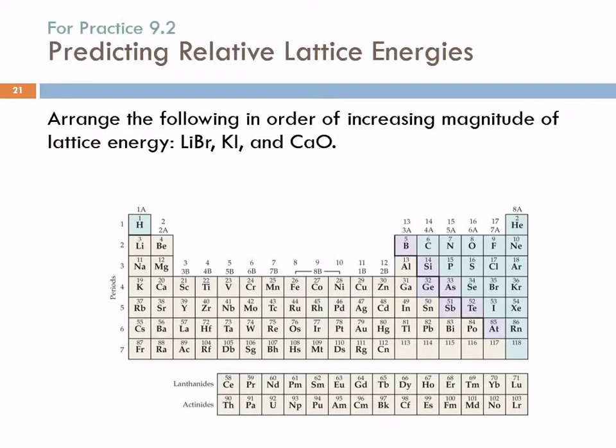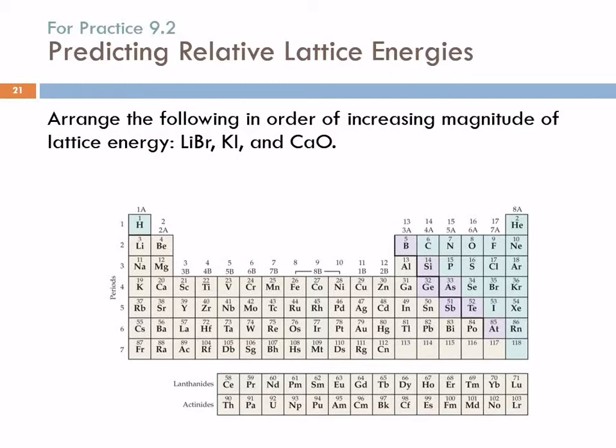So let's predict some lattice energies. I put the periodic table up there so we can look at it. So we're looking at lithium bromide, potassium iodide, and calcium oxide. And this is one of those problems that students often have quite a bit of trouble with on an exam because you're like, what's going on here? You kind of have to pick it apart and say, okay, what are the two things that affect the lattice energy that I can look at for trends? We just talked about them. Charges and size.